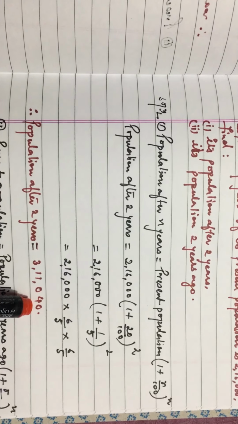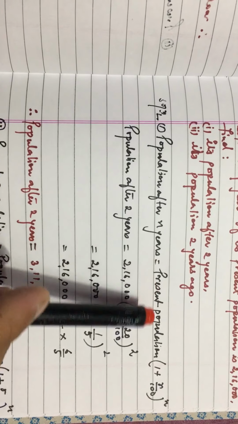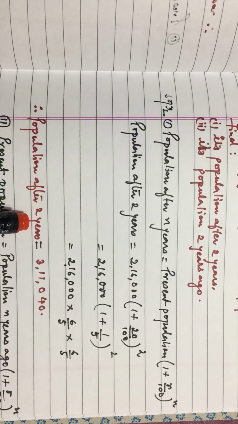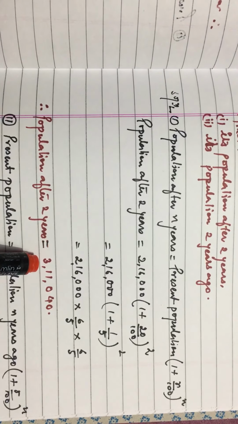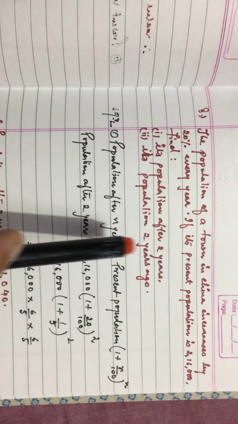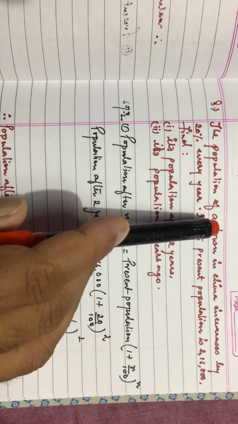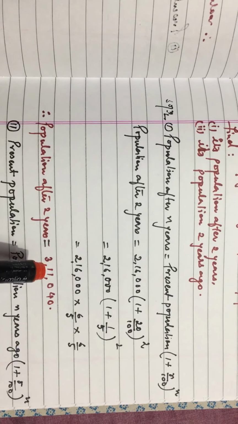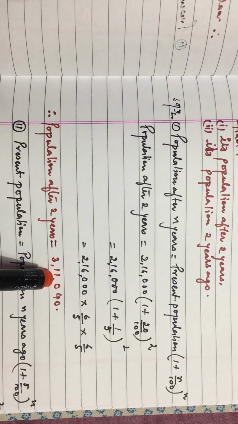After multiplying we get 3,11,040. It means the present population of the town is 2,16,000. After 2 years it becomes 3,11,040, because the population of the town increases by 20%. If it increases, obviously the value increases.